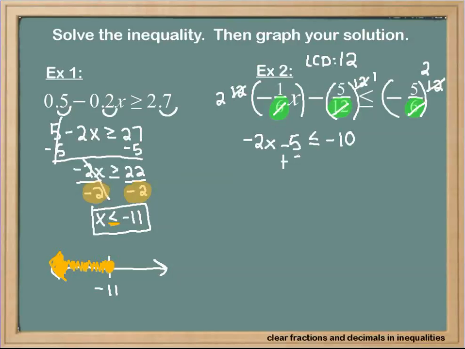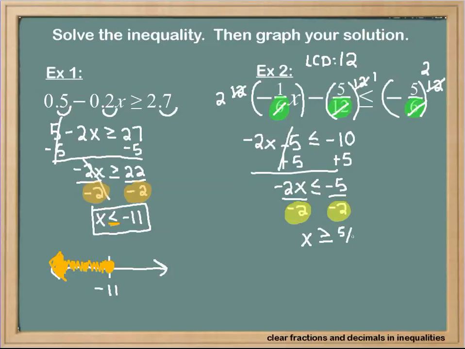Let's add 5 to both sides of the inequality since it's time to solve. I get negative 2x is less than or equal to negative 5. Once again, I'm dividing by a negative. I'm dividing by negative 2. So what am I going to have to do here? As a result of dividing by the negative, I'm going to flip that sign. The less than or equal to is now going to become a greater than or equal to. Negative 5 divided by negative 2 makes positive 5/2. So that's my written solution.